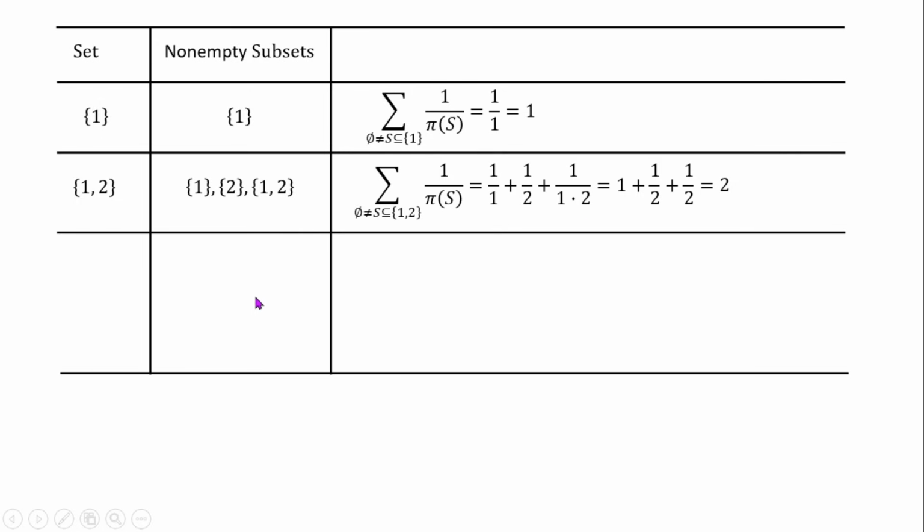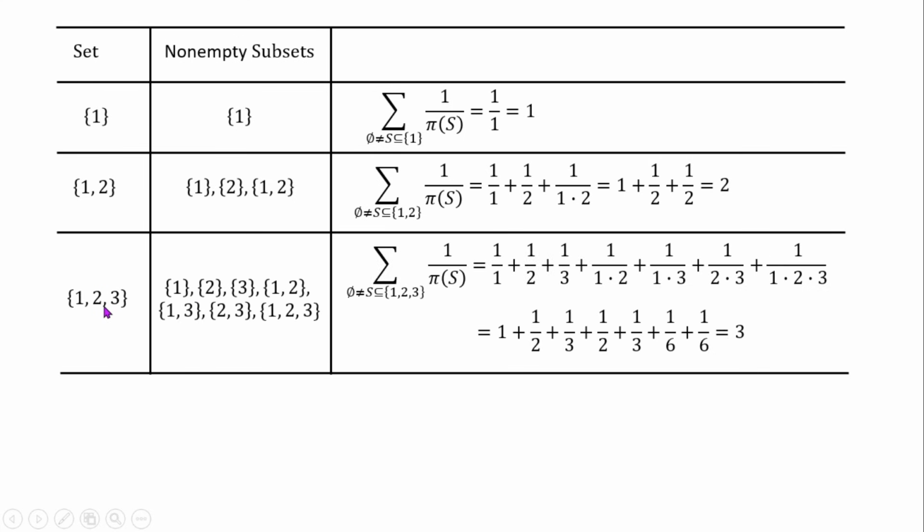Now, let's have one more case. Let's consider the set with elements 1, 2, and 3. So there are 7 non-empty subsets for this. Take note, we already know how to get pi of S for each of these non-empty subsets. Now, if we take the reciprocals of the values of the pi of S, we have this expression. If we sum them up, we have this expression. And if we simplify, the result must be 3. Now, what's the emerging pattern here?